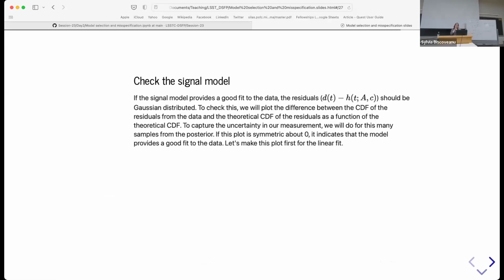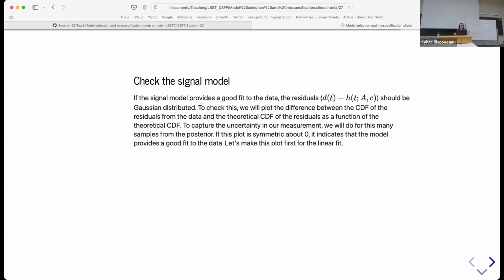So if the signal model provides a good fit to the data, then we expect the residuals between the data and the model to be Gaussian distributed, right? If we have some scatter about a line and we subtract out the best fit line that we infer, then the scatter that remains should just correspond to the noise model that we have assumed, which in this case is a Gaussian distribution with unit variance.